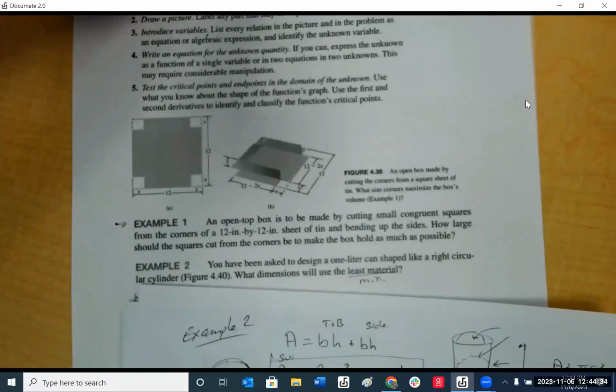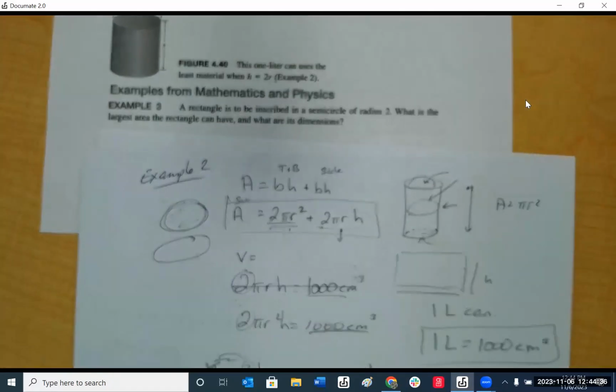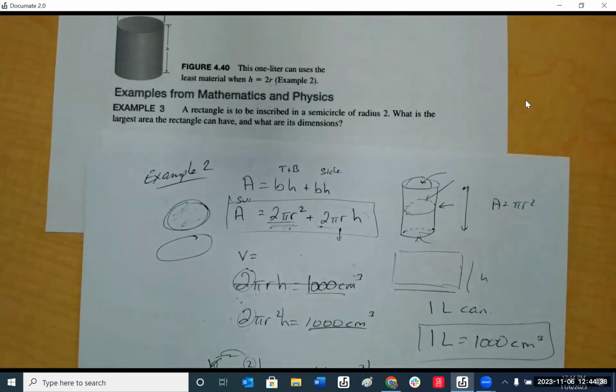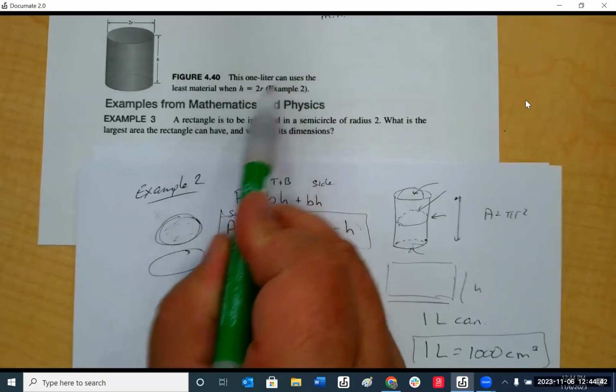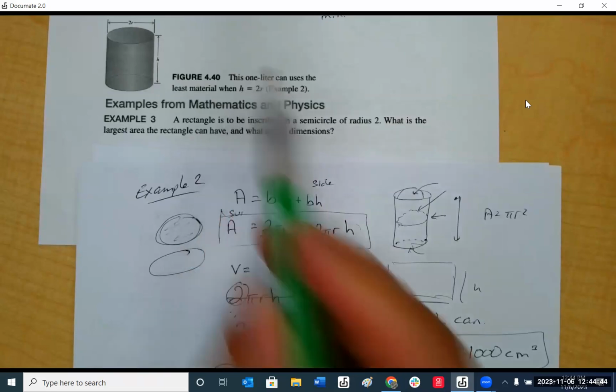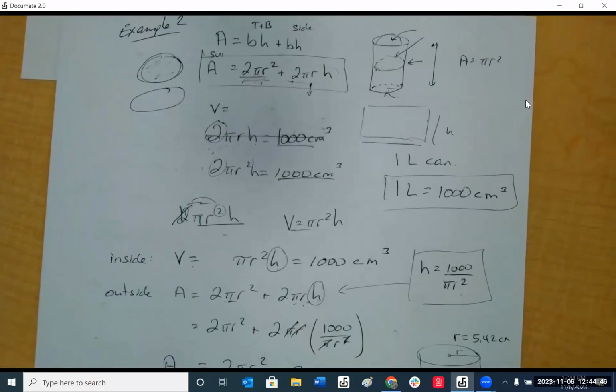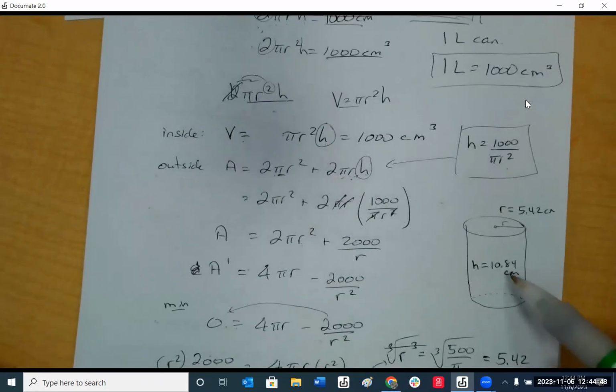You're like, huh? That's an awfully short and wide can. Yeah, I squared that, that was why. So if you look at here, the least amount of material happens when the height is twice the radius. And that's what this is: 2 times the radius equals the height. Oh, okay. So that's what it found.